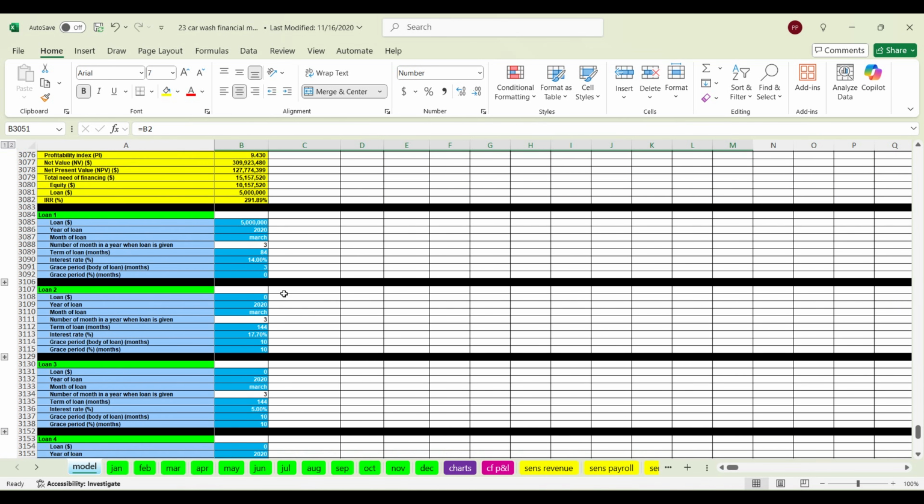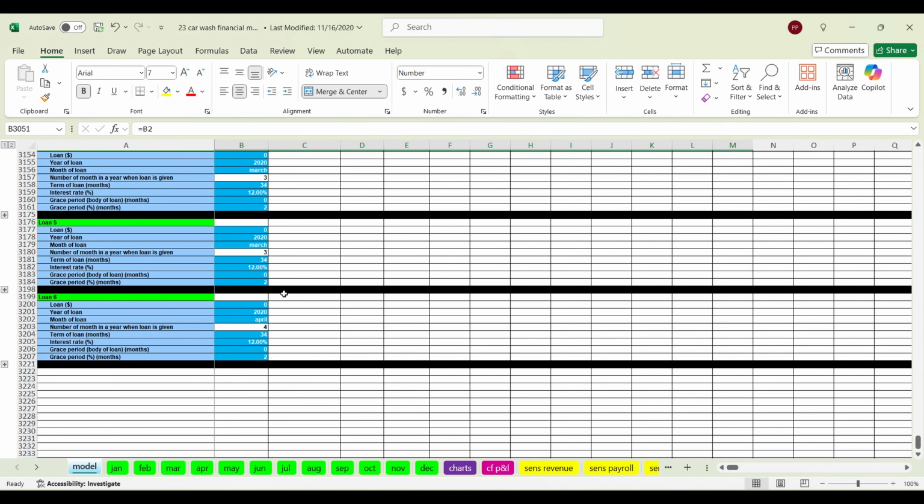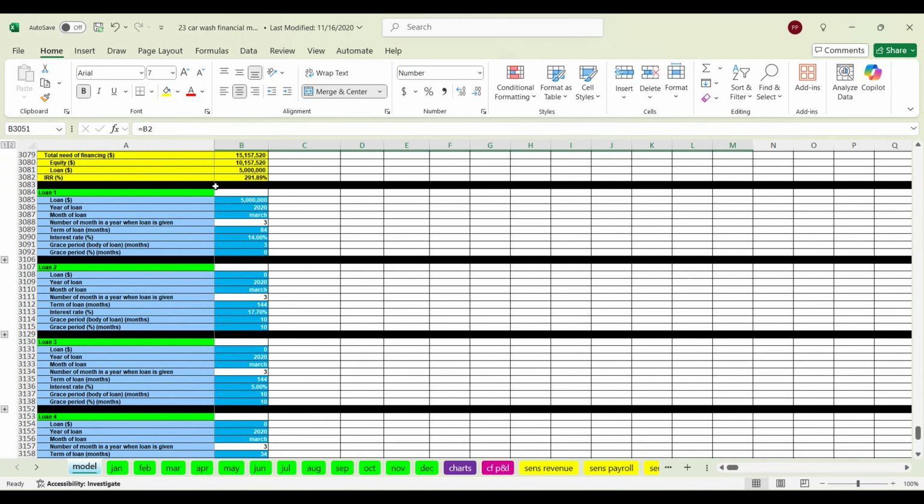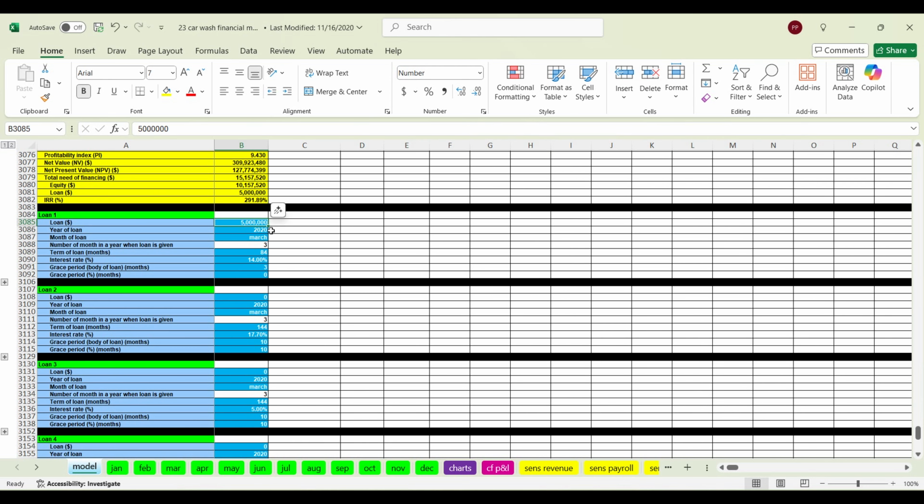We can specify up to 6 loans in our project. Here they are. So here we can specify the amount of loan, when we get this loan, year and month. Then we can specify the term of the loan in months, interest rate, and if we have any grace period for interest payments or principal payments, we can specify it here.